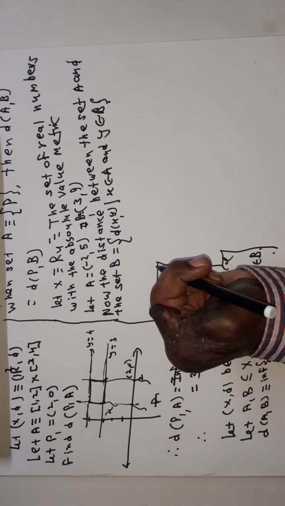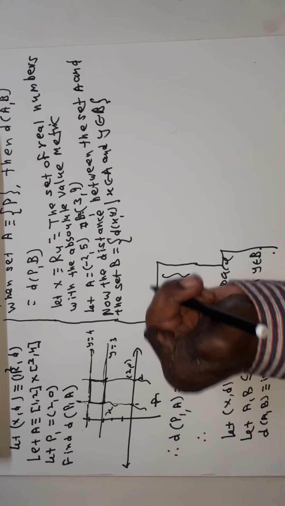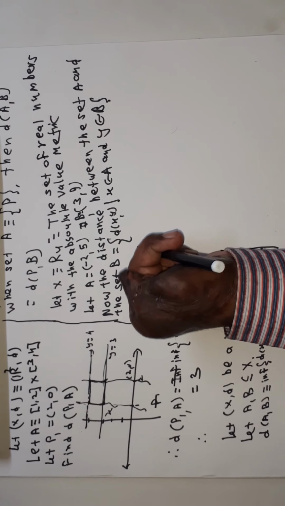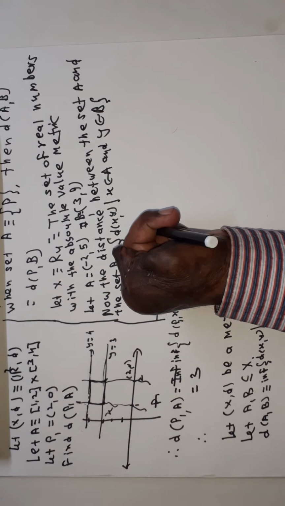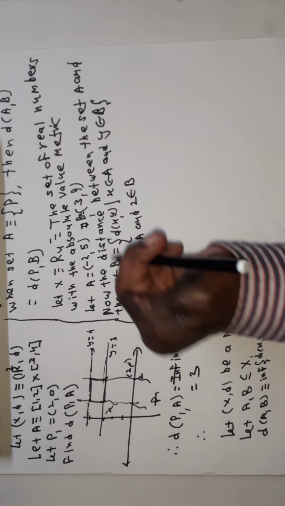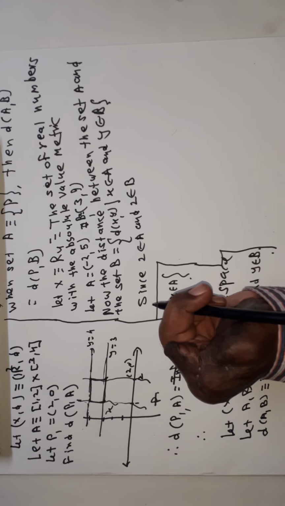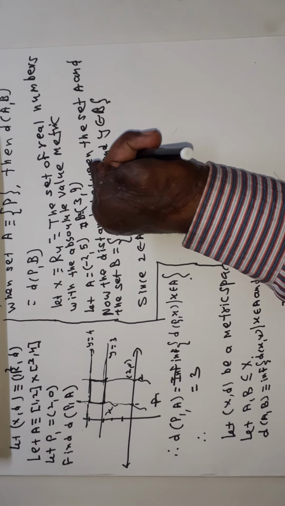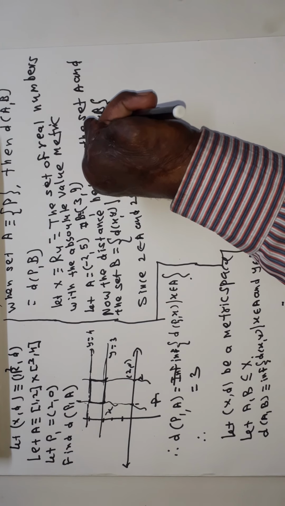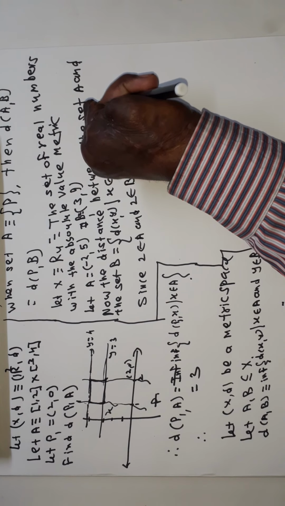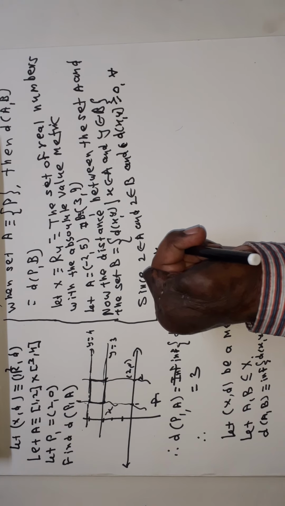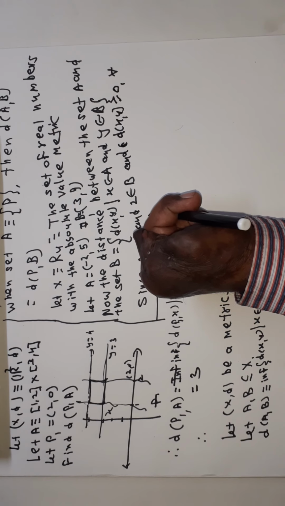Is equal to, since 2 belong to A and 2 belong to B, 2 belong to A, 2 belong to B, therefore the distance between x and y is greater than or equal to 0 for all x, y belong to A.